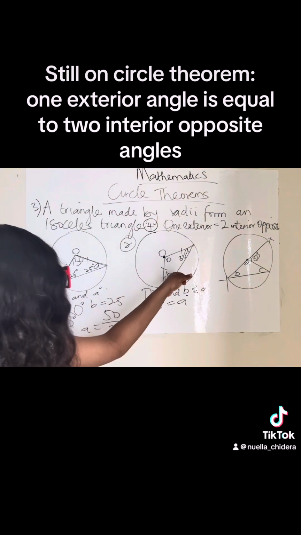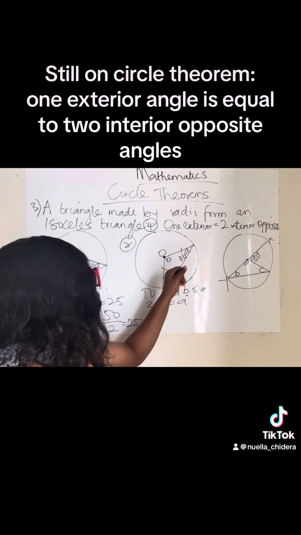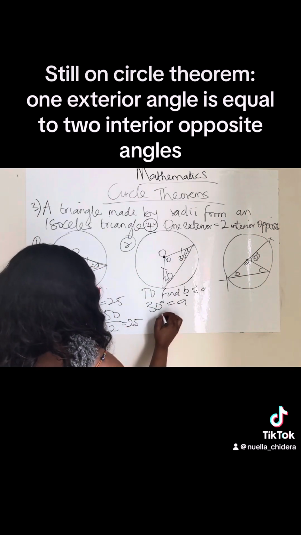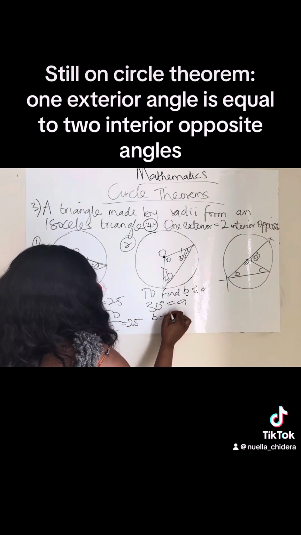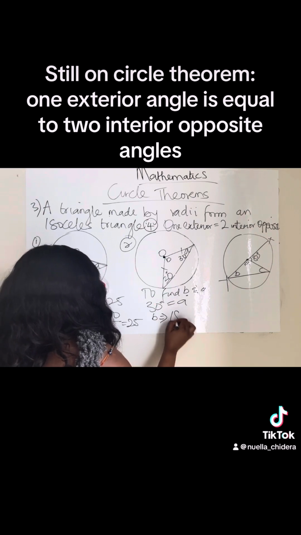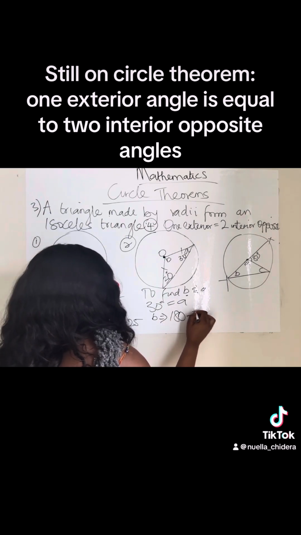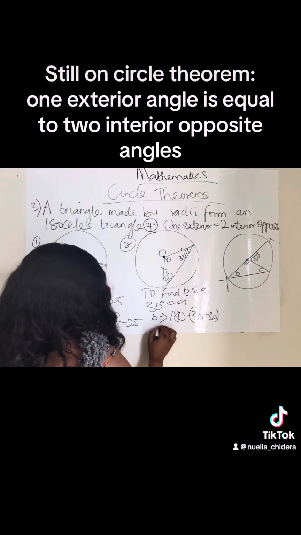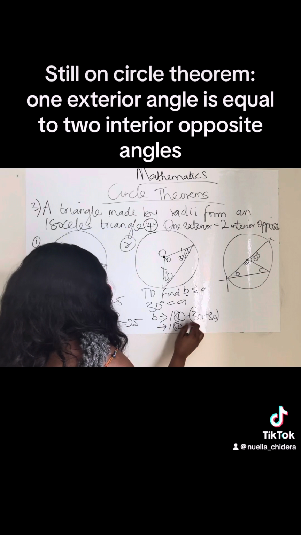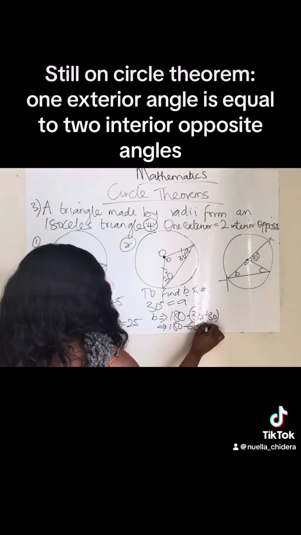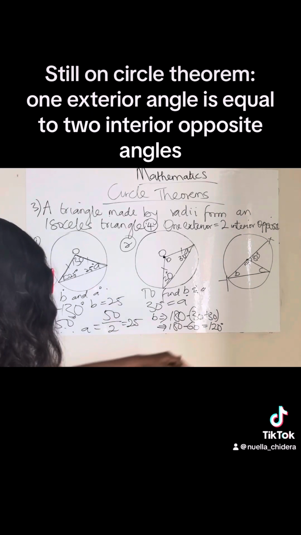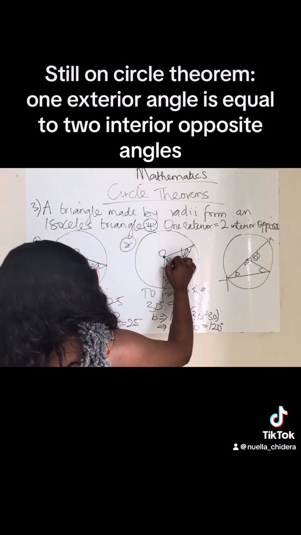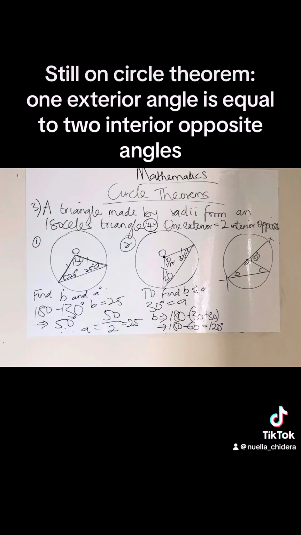So if A is 30 degrees, we have to find B. To find B, B is equal to 180 minus 30 plus 30. So this means 180 minus 30 plus 30 is 60, which is equal to 120 degrees. Yes, hope I'm right. So B is 120 degrees. So that is for that.